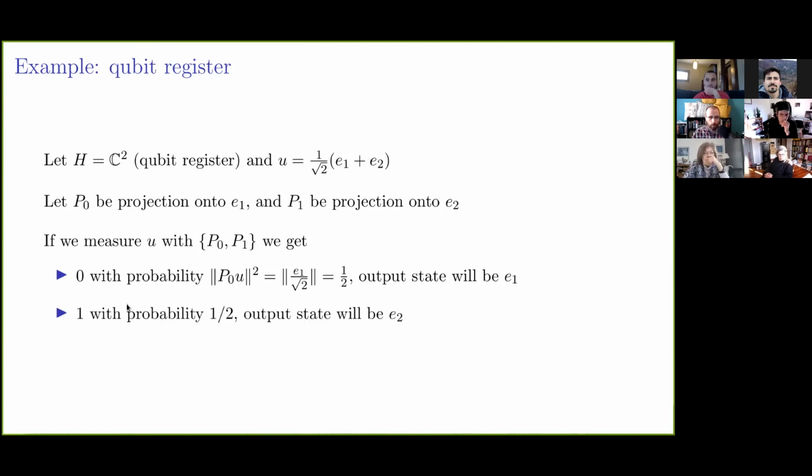And then for outcome 1, it's the same thing. We apply P_1 to U, and we get E2 over square root 2. So that happens with probability a half. We should know that already because there are only 2 possible outcomes for this measurement. So if one happens with probability a half, the other one does as well. But the output state will then be that vector normalized, which will be E2.